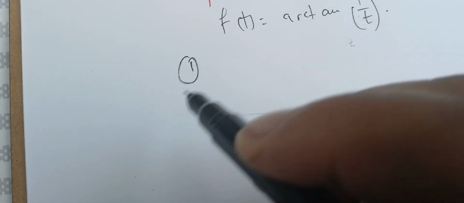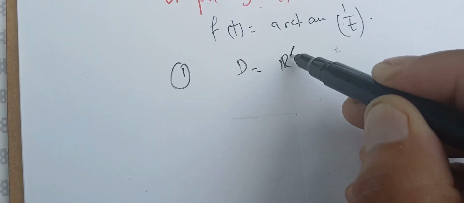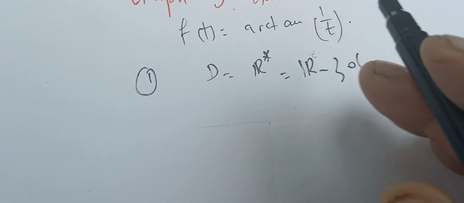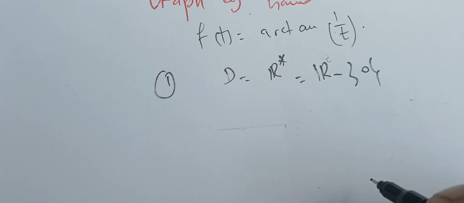Therefore, the domain is R star. That means R minus, or private of, 0: we take the 0 outside of R. Okay.